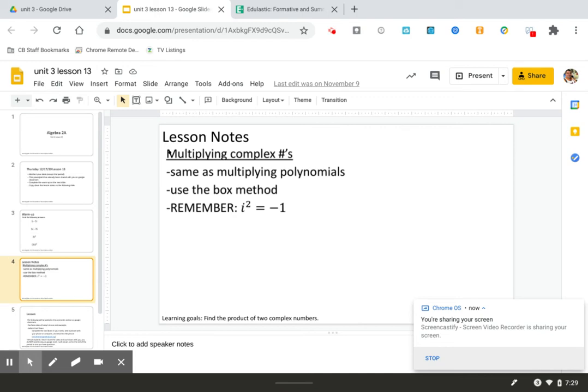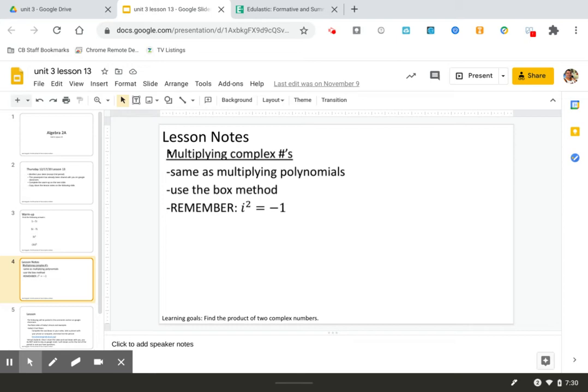All right, lesson 13 of unit 3. Today we are simply talking about multiplying complex numbers. Last lesson we talked about adding and subtracting, and also powers of imaginary numbers.